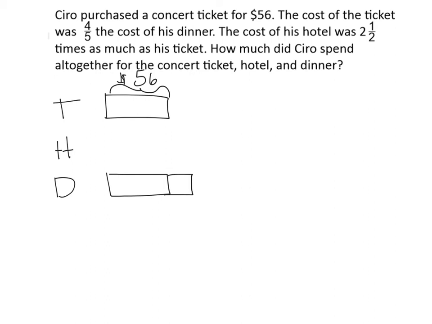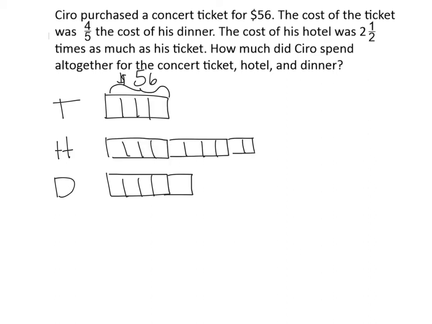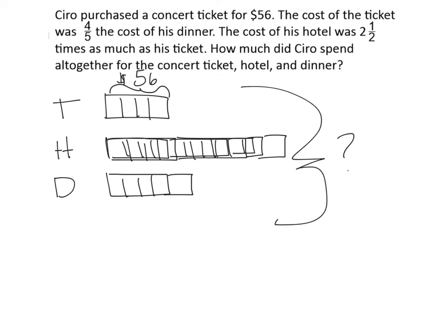Okay, so we have the ticket cost 4 units and the dinner cost 5 units. The cost of the hotel was 2.5 times as much as the ticket. So if the ticket is 4 units, we have 2 and a half times as many as that ticket. So they want to know how much did he spend altogether for all of these. So we're going to try to find all of these. This one should be pretty simple because it told us with the dinner that it was 4/5 the cost of his dinner, so we know that the ticket has 4 units.